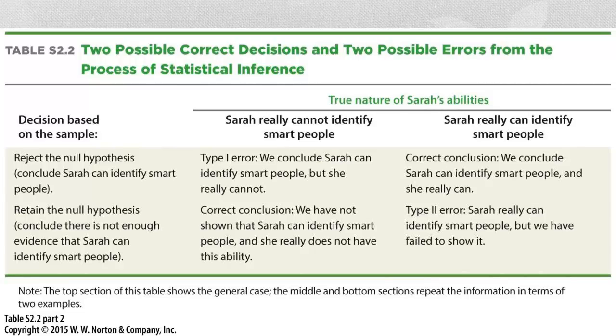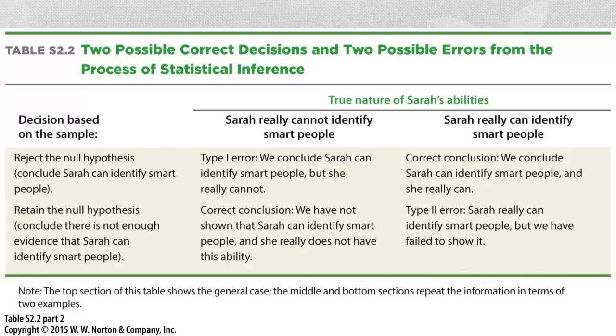So again, this is a supplementary table from our research methods textbook. If you want to follow along in the actual textbook and you have that, go ahead. Otherwise, I'm just looking at this table S2.2. So we're dealing with type 1 versus type 2 error. Say we have a research question. Our friend Sarah claims that she can visually identify smart people. So she can pick smart people out of a crowd. So then we come up with a null hypothesis that she cannot.